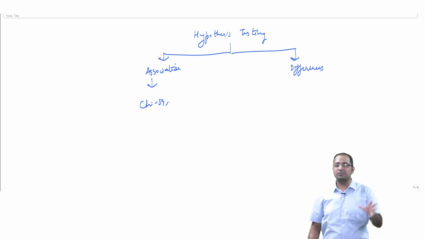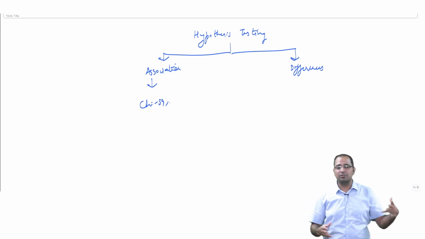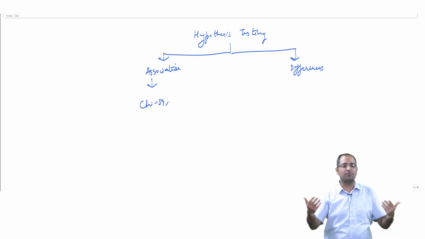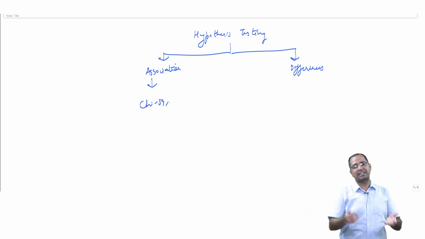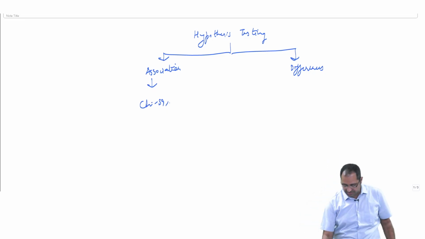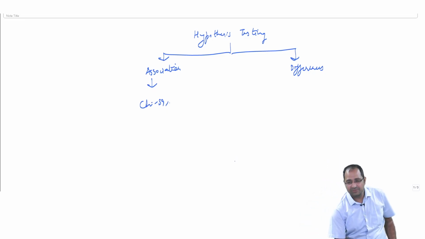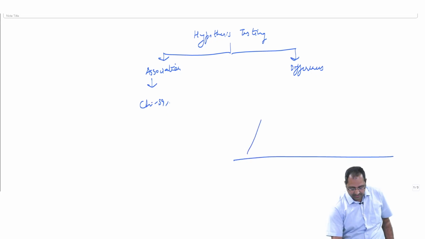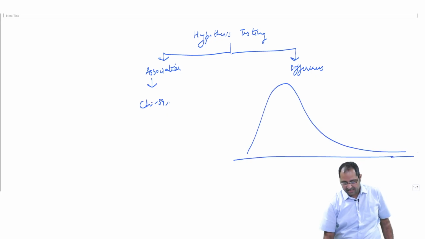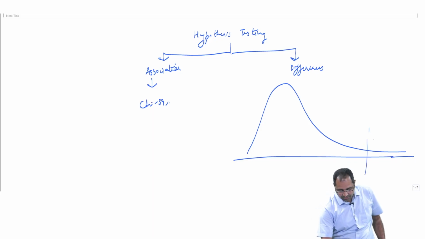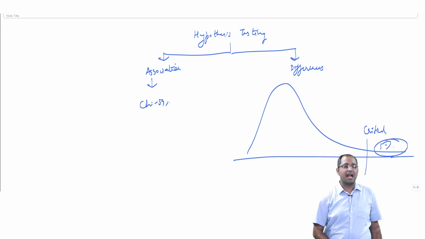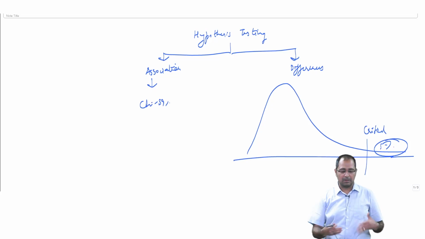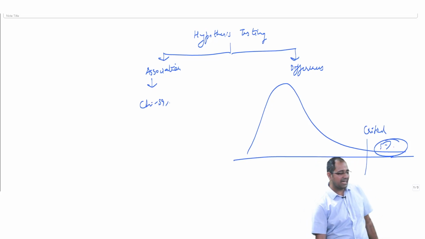Coming to the chi-square test, the null hypothesis and alternate hypothesis: the null hypothesis in the chi-square case is that there is no association. The alternate hypothesis is that there is association, and we will test this now using the chi-square method. For chi-square, we look at the critical value, and this is the 5% zone. What it means we will see in a while once we do the chi-square test.